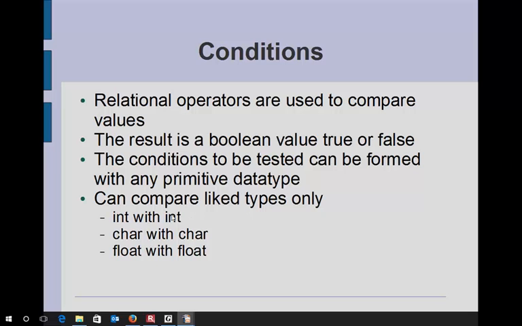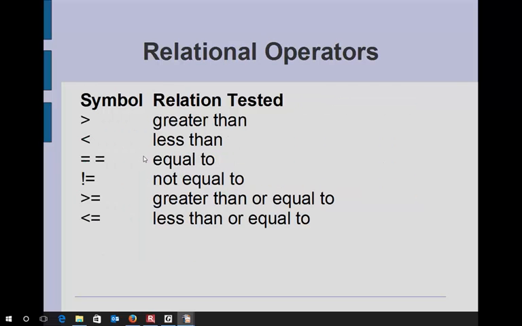But keep in mind that we can only compare an integer with an integer, a character with a character, a float or real number with a real number, or a double with a double. Now, what are the relational operators? Here are the 6 relational operators that we can use. Each operator has a left operand and a right operand. In the first case, if the left operand is greater than the right operand, then the result is going to be true.